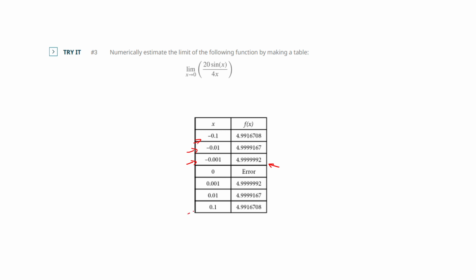Now, as we're coming from the right, as we're getting closer and closer and closer, it looks like we're stabilizing. So we are approaching 5. I know we can't get there, but we're getting very, very close. And if we pick smaller and smaller values, we would keep getting very close to 5. Now, we're approaching the same number from both sides, so our limit here is 5.